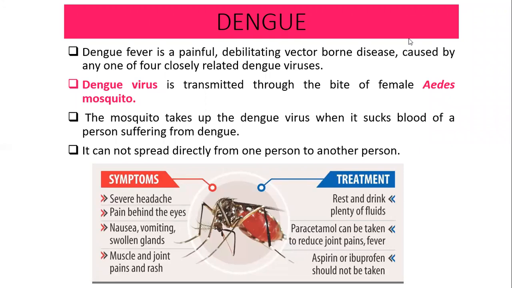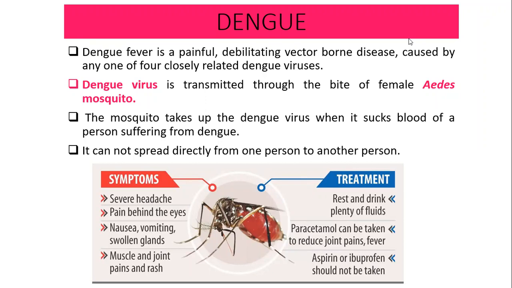Now, dengue is again said to be a vector-borne disease. Vector-borne means it is transmitted through a vector. Like malaria, which is transmitted through the female Anopheles mosquito, the same way the dengue virus is a viral disease transmitted through the female Aedes mosquito. Here the vector is a mosquito, but the species is different. In malaria, it is the Anopheles mosquito, and in dengue, it is the Aedes mosquito. It is transmitted in the same manner.